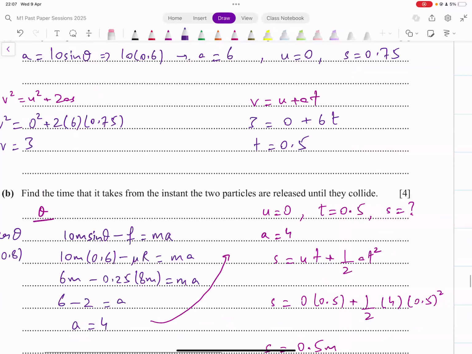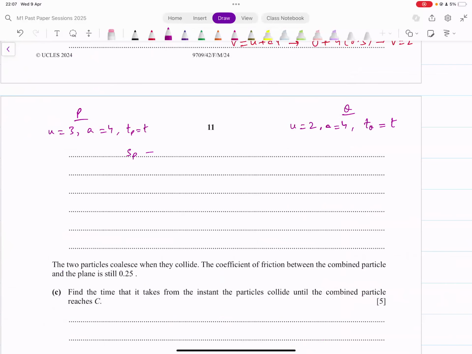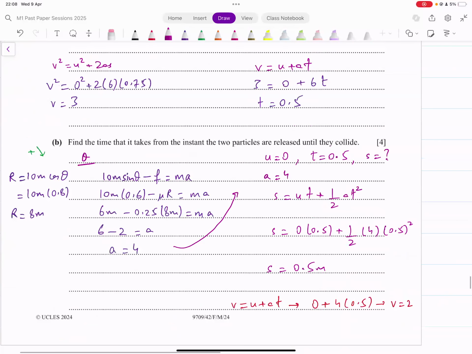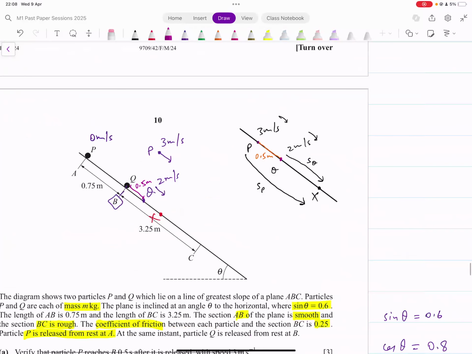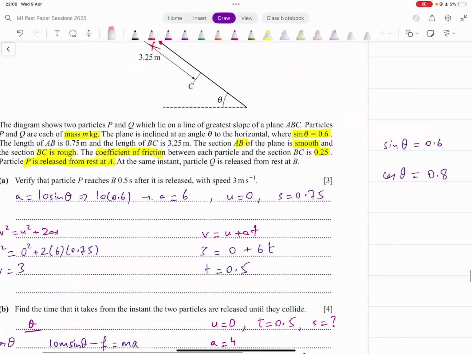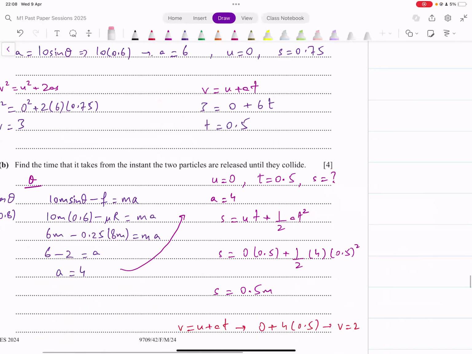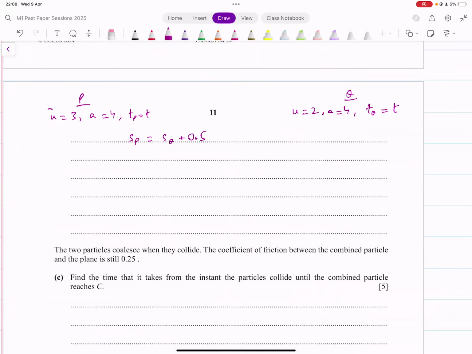So we can say SP minus SQ should equal 0.5. Or you can say SP equals SQ plus 0.5, right? So the distance traveled by Q plus this 0.5 will be the distance traveled by P. And that's an equation that we can make to find the value of T. SP, S, U, A, and T. Which equation connects these four things? UT plus half AT square. Let's use that here.